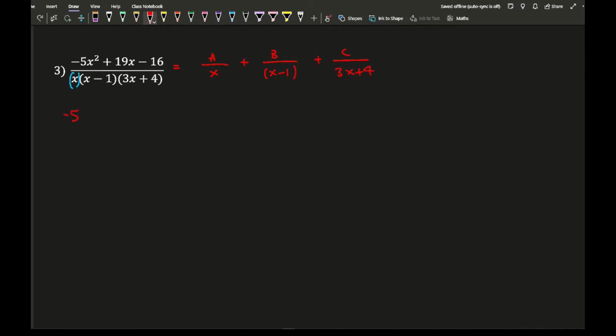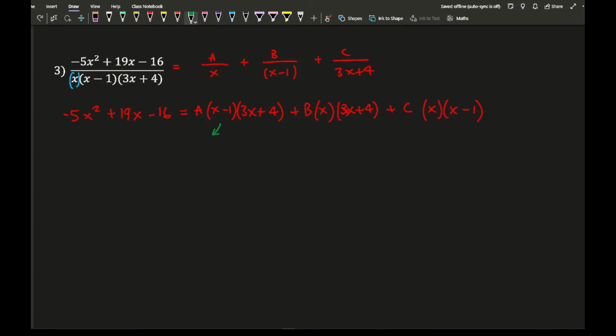we end up with minus 5x squared plus 19x minus 16 equals a lots of the other two denominators plus b lots of the other denominators plus c lots of the other denominators. And there we go. So from this, the next thing we then need to do is find our values that we're going to be substituting.